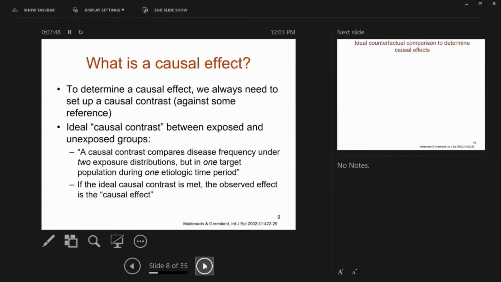So causal contrast is invariably set up as a contrast, right? Contrast means if you are exposed to that particular exposure, what would happen? And if the same population in the same period was not exposed to that factor, what the outcome would have been. So we want the outcome in the same population, in the same time, one with the exposure and the other without exposure. So I'm going to explain to you visually.